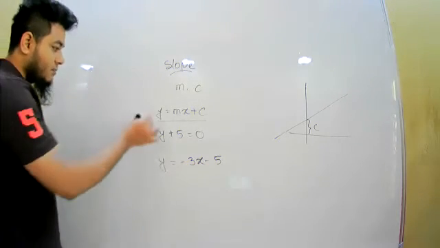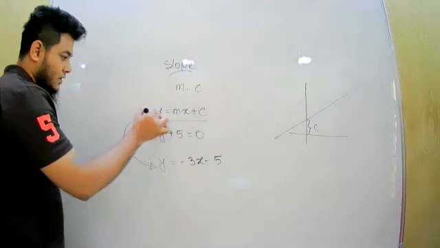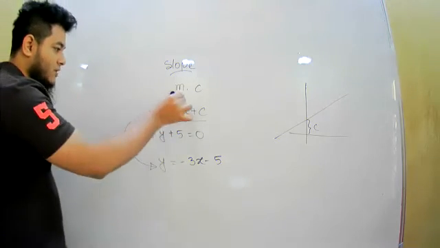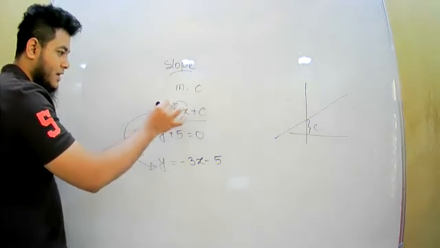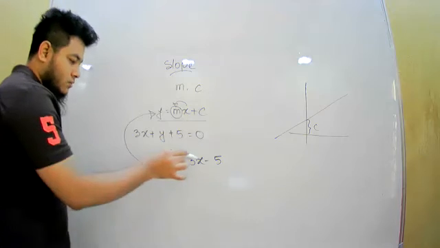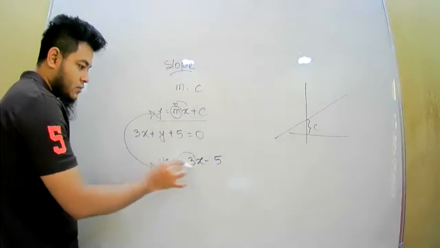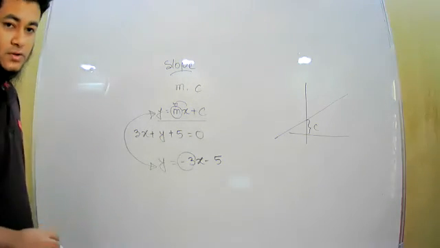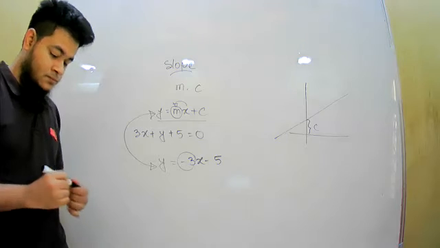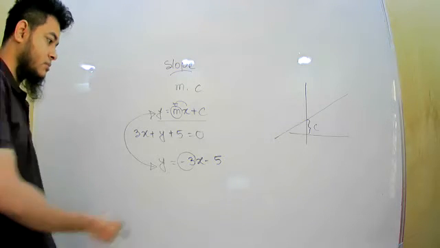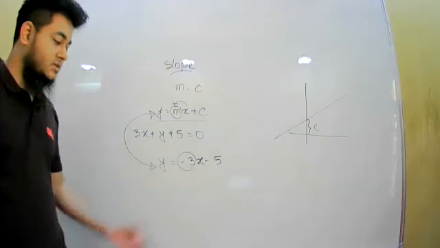So now we can compare these two equations. If you compare these two equations, whatever is multiplied with x, that is the slope, right? So what is the coefficient of x? Minus 3. So minus 3 is the slope of this straight line.